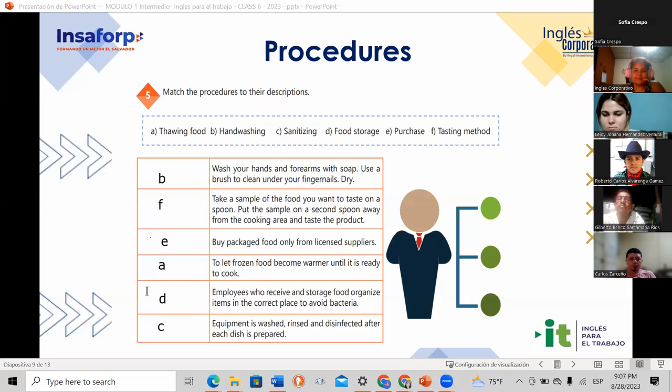Letter A. To let frozen food become warmer until it's ready to cook. That is thawed food. Letter D. Employees who receive and store food organize items in the correct place to avoid bacteria. Food storage. And letter C, that is sanitizing. Equipment is washed, rinsed, and disinfected after each dish is prepared. Okay, very good. Yes, I agree with you.